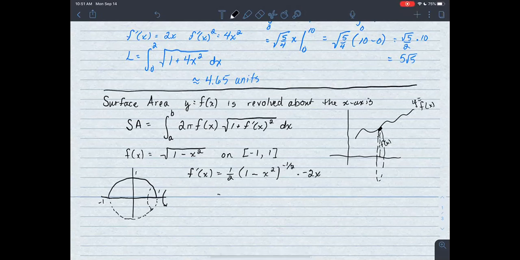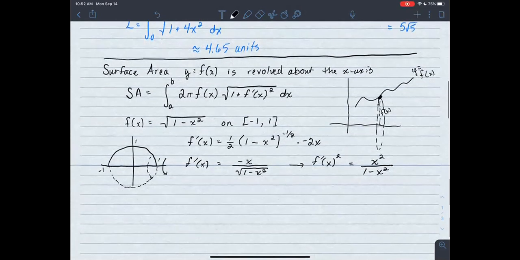So I'm going to go ahead and simplify that. -x over the square root of 1 minus x squared. That's the derivative of that function. But remember, I need to square that thing. So f prime squared: square the top, x squared, square the bottom, 1 minus x squared.